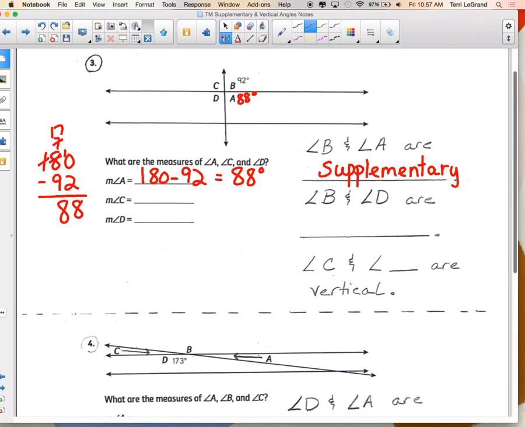Vertical angle relationship? So in other words, angle C and angle what are vertical? A, and we just found A, didn't we? Okay, so now what can we say about the measure of angle C? It's 88 degrees.